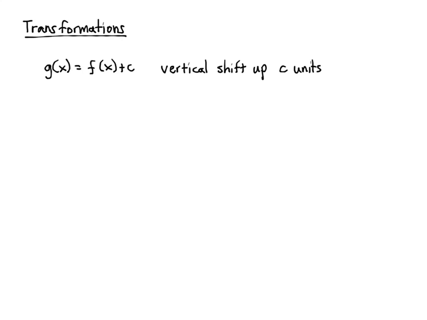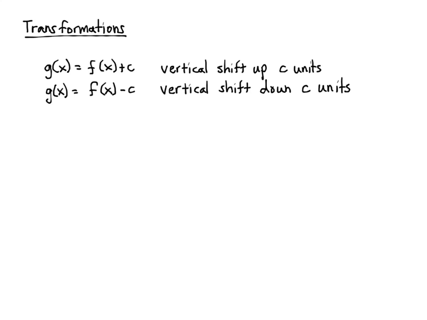So if we add something to the function, if we just say we're going to calculate a function and add a value to it, we're going to just move that whole function up, right? There's nothing fancy that's going to happen with the function. It's just that every value is going to be 2 or 3 or 4 more than its value before. Similarly, if we subtract something, we're going to move it down. We're going to shift downwards.